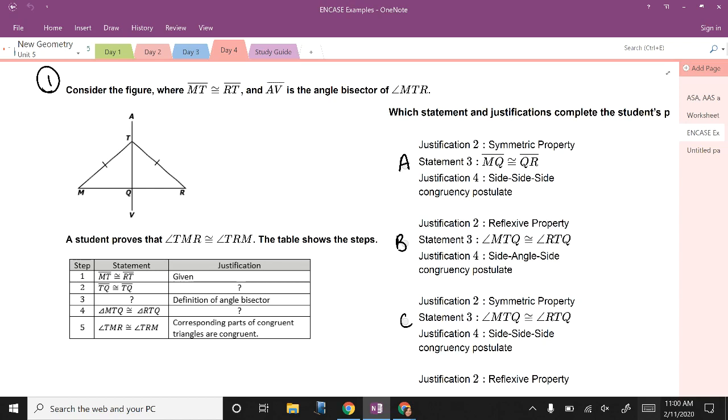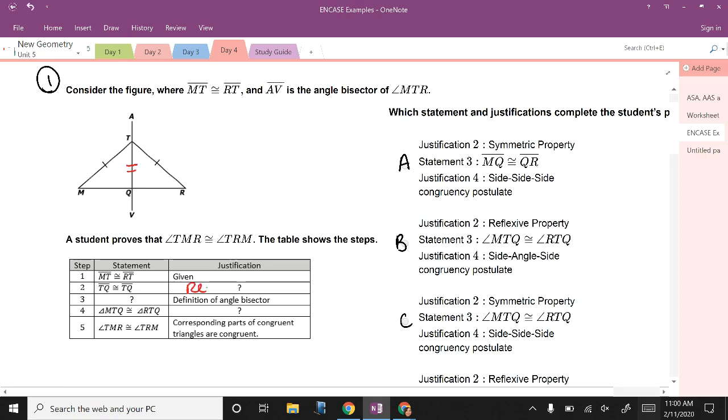All right, y'all ready to check it together? I think we're all in agreement. Good job. So on number one, they gave you that segment MT is congruent to segment RT and AV is the angle bisector. So obviously the given is there. And then right here on step 2, segment TQ is congruent to segment TQ. Now, what reason tells you that TQ is congruent to segment TQ?